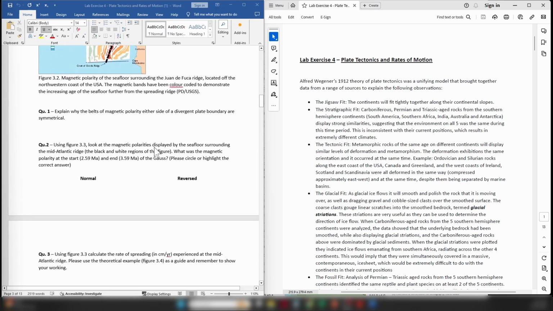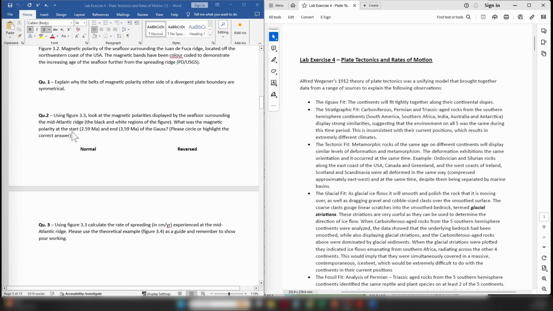Okay, so question 1. Explain why the belts of magnetic polarity either side of a divergent boundary are symmetrical. Well, I think we just covered that, so hopefully you can put together a 1 or 2 sentence answer to explain what's going on. So in question 2, we're going to look at figure 3.3.